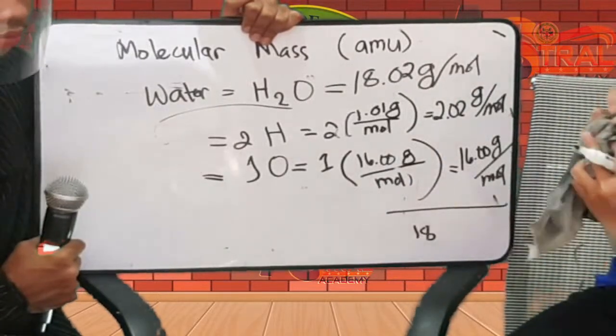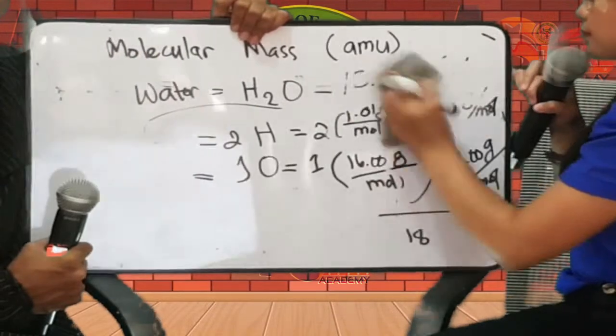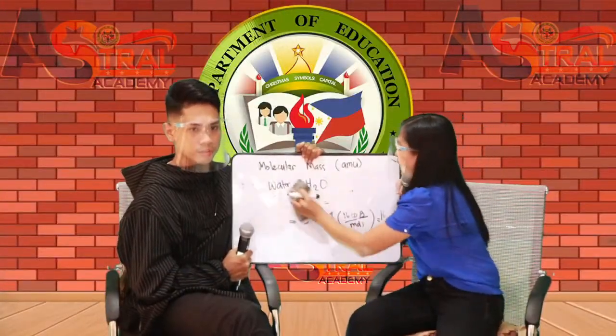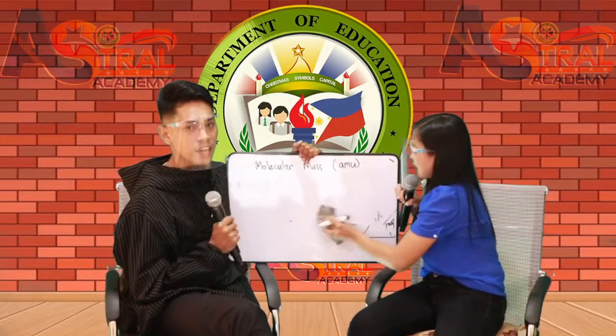So, another example is ammonia. Ammonia is a compound with constituent elements nitrogen and hydrogen.